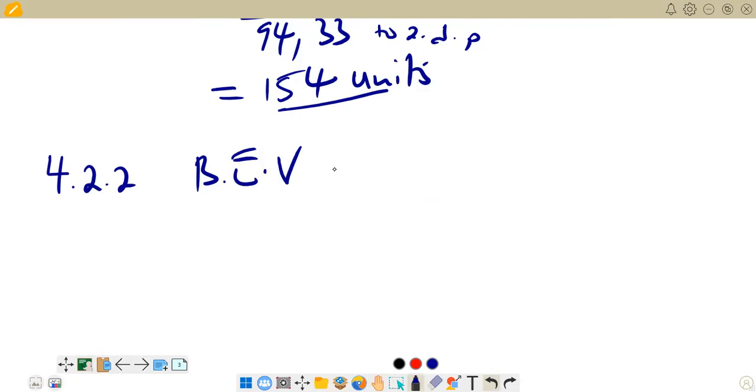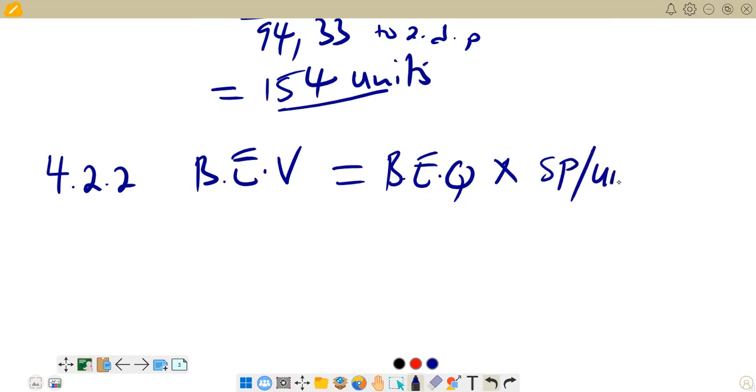So what is important is to put down the formula first. Break-even value, we are saying it's break-even quantity, then we multiply by the selling price per unit. That's what we have there.